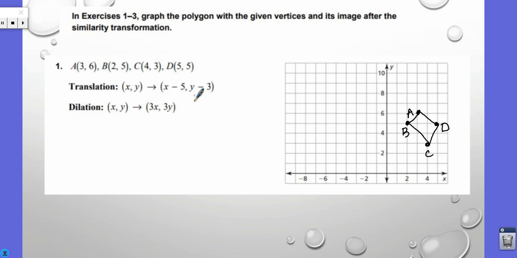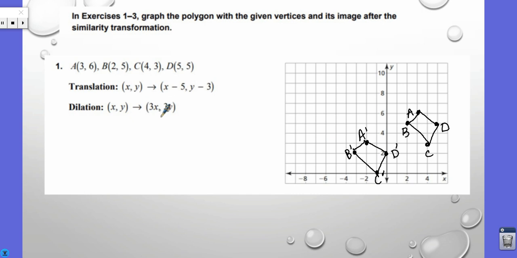Now it says translate it, so we're going to go to the left 5 and down 3. So 1, 2, 3, 4, 5, 1, 2, 3. That's B prime. 1, 2, 3, 4, 5, 1, 2, 3. A prime. 1, 2, 3, 4, 5, 1, 2, 3. That's C prime. And then 1, 2, 3, 4, 5, 1, 2, 3. D prime. All right. So there's our polygon after the translation.